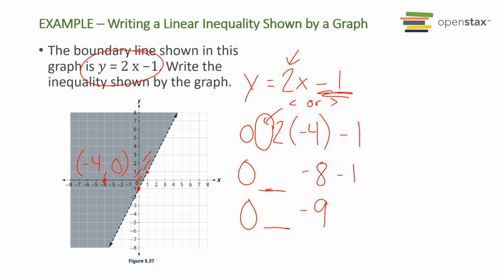So what we're saying is, is 0 greater than -9? Is 0 less than -9? 0 is greater than -9. And so we filled in that space. Now we fill that back into the original problem. So y is greater than 2x minus 1. If you also wanted to go the other route of checking a point that is not in the solution, you could test (7, 0). That would also let you know which type of inequality you need.